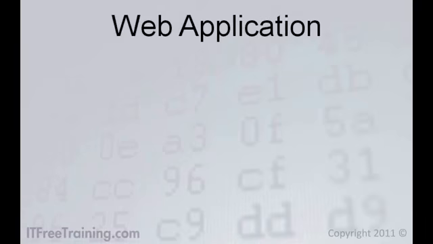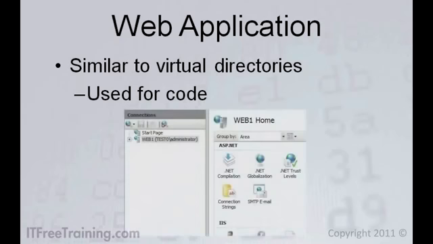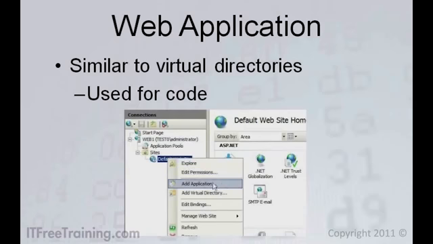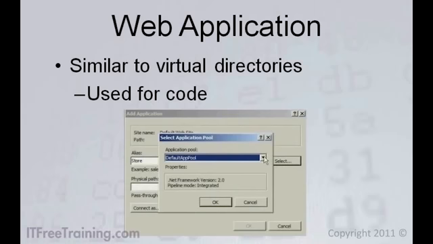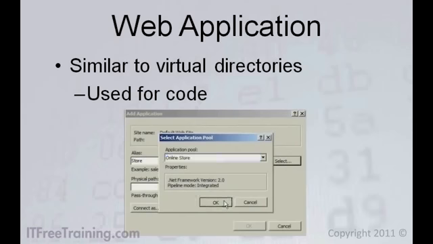Web applications are very similar to virtual directories. The main difference is that you would use a web application when the data you are presenting has code in it. Virtual directories are used for presenting static data to end users. As you can see, the process of adding web applications is the same as adding a virtual directory. Right-click on the website and then select the option Add Application. From here, enter the name you'd like the web application to appear as. Next, you can select the application pool that you would like the application to run under. The rest of the options are the same as virtual directory.